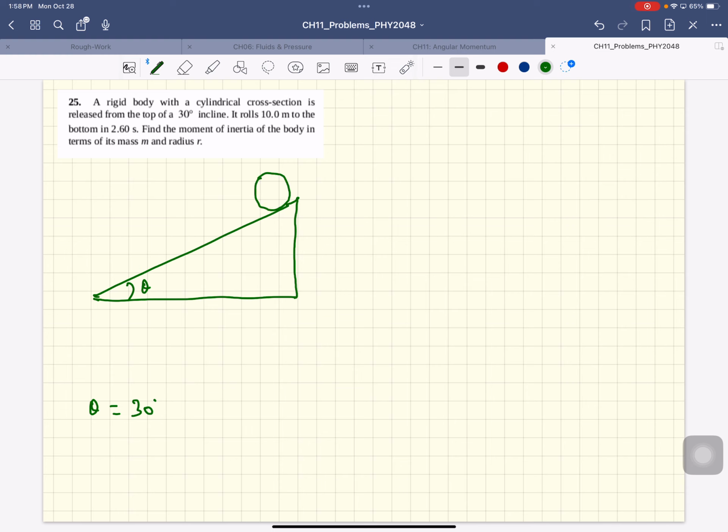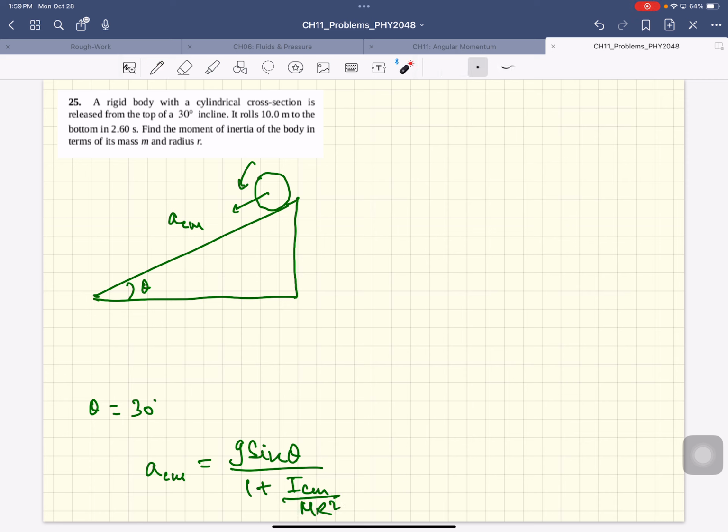So this is a cylinder and it's rolling without slipping. And the center of mass acceleration is given by g sine theta divided by 1 plus I center of mass, meaning you're calculating the moment of inertia about the center of mass, divided by m r squared. M is the mass of the object and r is its radius.